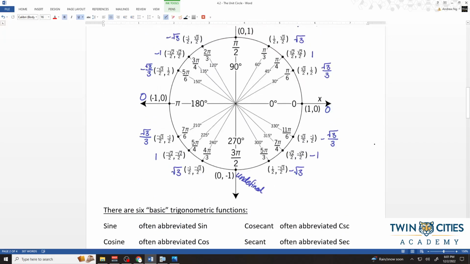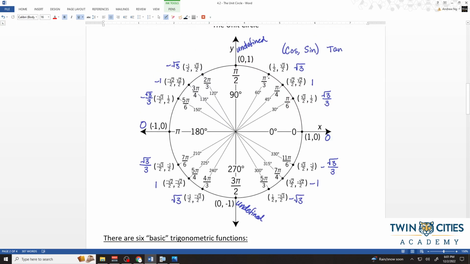As an example, let's look back up here. We have a tangent of pi over 2 is undefined because remember the tangent is sine over cosine. So the sine would be 1, the cosine is 0. 1 divided by 0, I can't divide by 0, so this is undefined. Same thing for 3 pi over 2 or 270 degrees. If I try to find the tangent of this, this would be negative 1 divided by 0. Can't do that, so that's undefined.